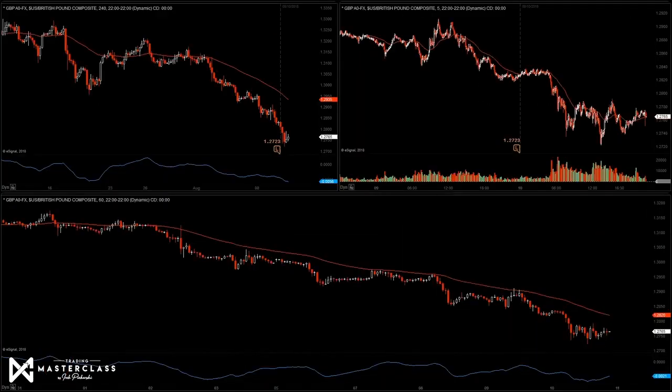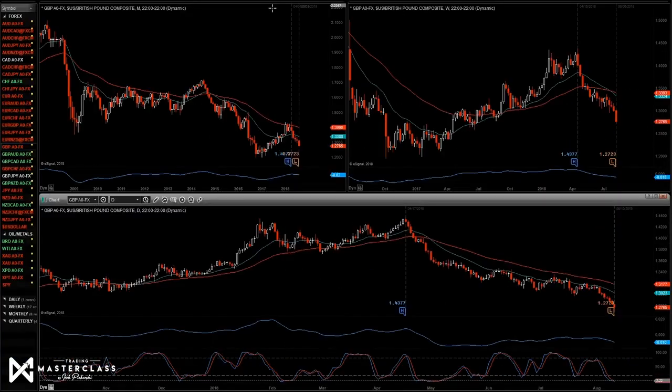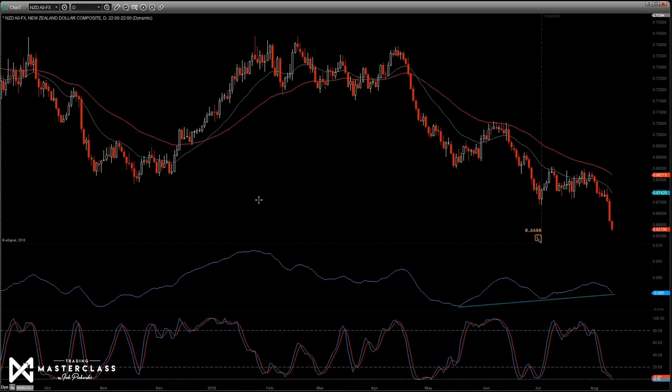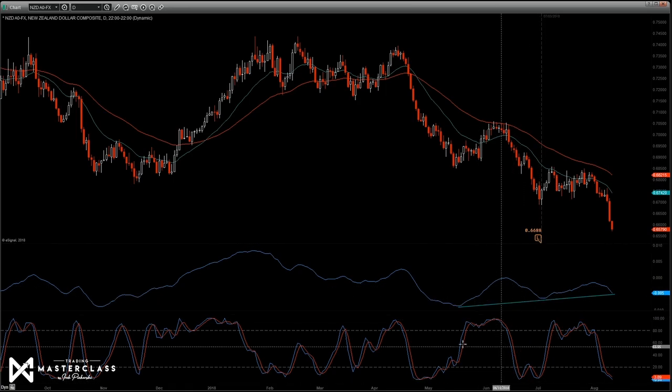Let's actually look at a different pair. I'm going to look at something that's a really good example of RSI. Let's look at Kiwi. Okay, so we looked at the Kiwi pair when we were looking at MACD divergence, and let's have a look at it now with RSI.